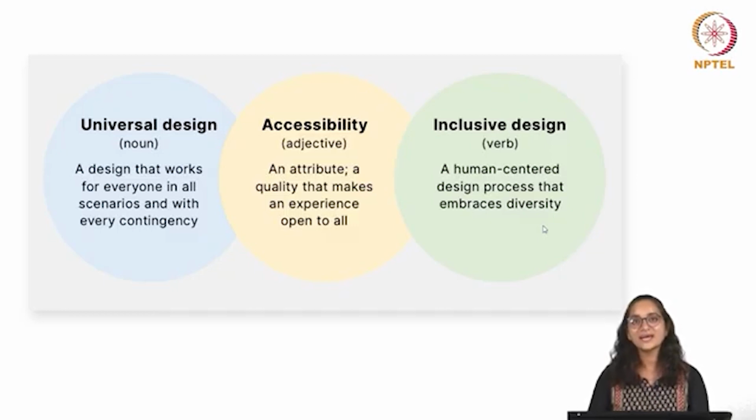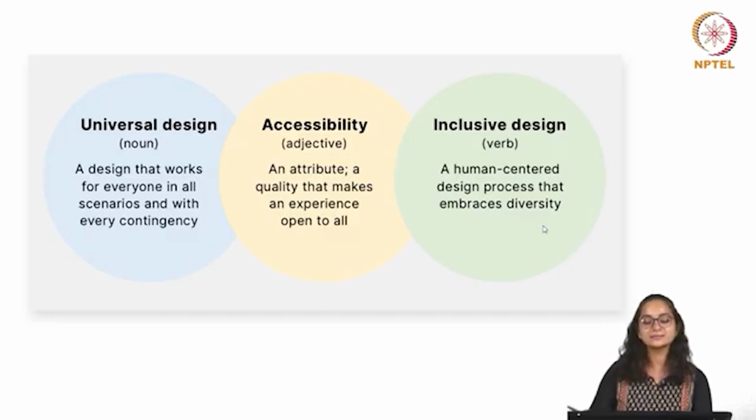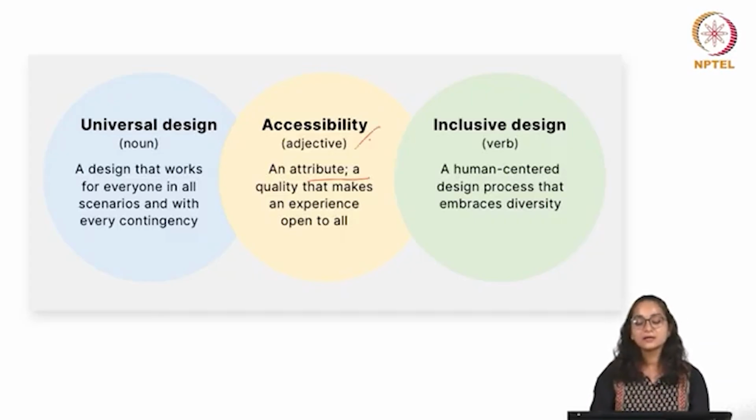Accessibility as a term we have discussed quite in detail in some of the previous sessions. So, what is accessibility? It's an attribute of a design or a product or a system, a quality of it that makes an experience open to all, or the interface open to all. So, basically it's an adjective, right.